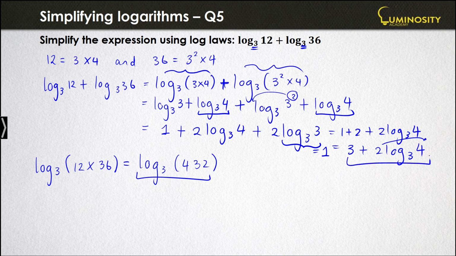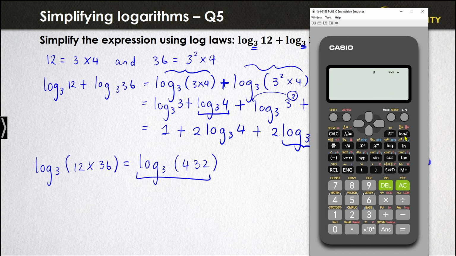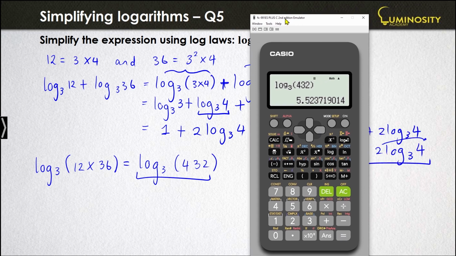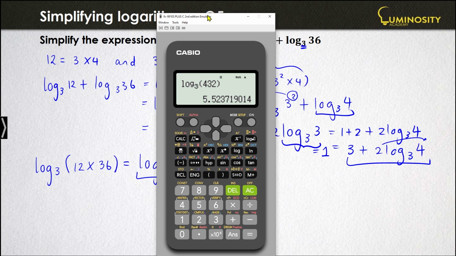And we can actually check that out. So if I take log base 3 of 432, I get 5.52, let's say to 2 decimal places. Then, if I take 3 plus 2 log base 3 of 4, I should get that same number, 5.52. Okay, so both forms are fully simplified and both solutions would be valid.